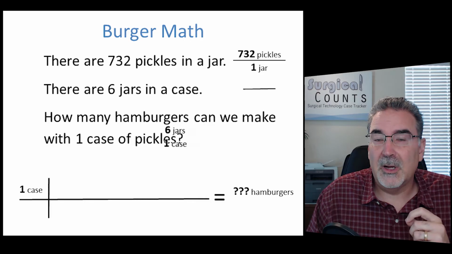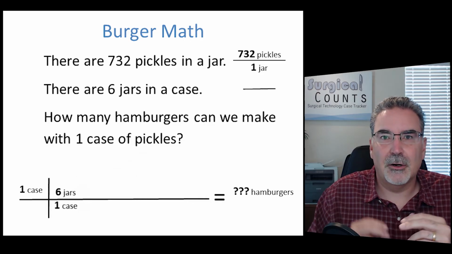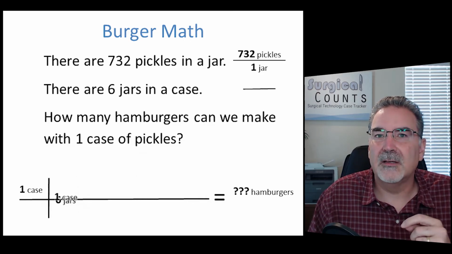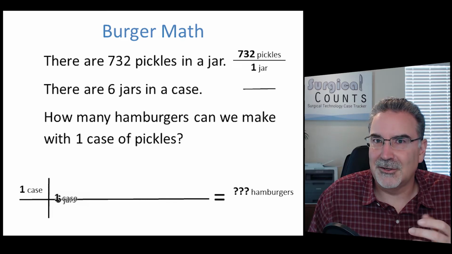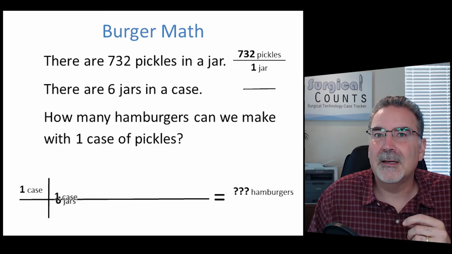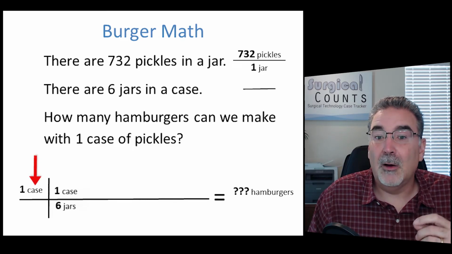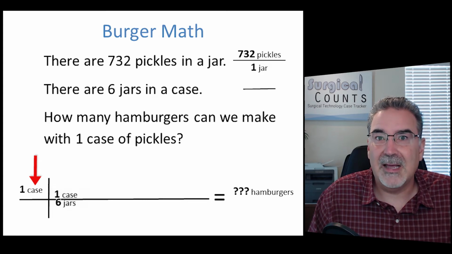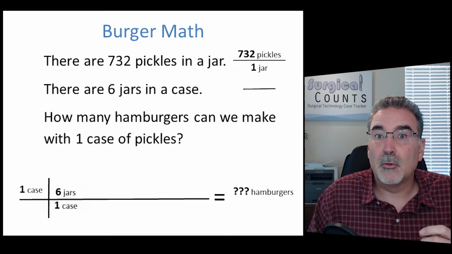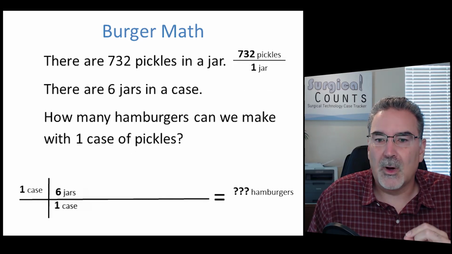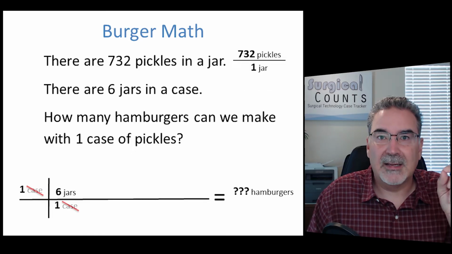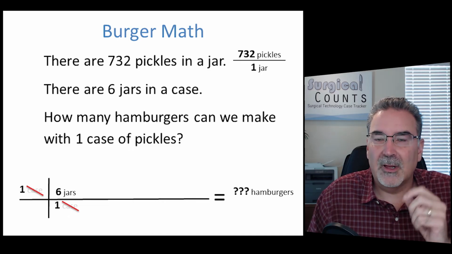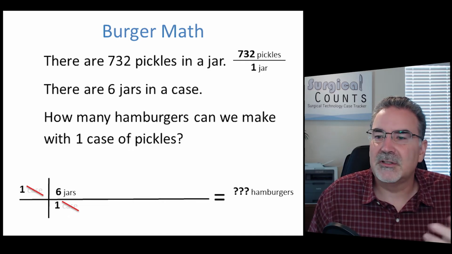So in our equation, are we going to write it as 6 jars over 1 case or 1 case over 6 jars? Well, we have case on the top. We want to cancel that out. That means we're going to put case on the bottom. So we're going to write it as 6 jars over 1 case. And when we do, we can cancel out cases and we're left with jars. But jars still doesn't equal hamburgers, so we have to do another one.